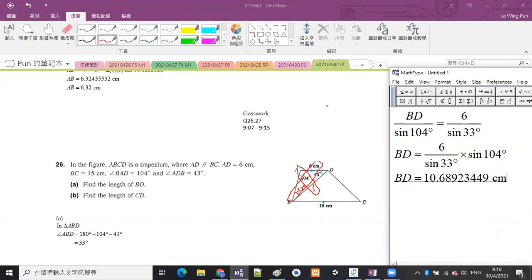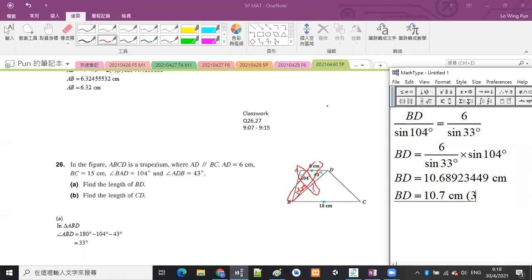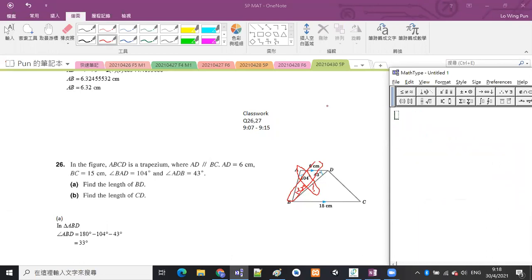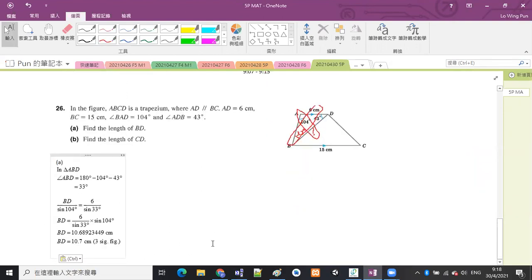Okay, as this will be the answer of part A, so we need to correct this to 3SF. It should be 10.7 cm. This is 3 significant figures. Okay, but I will save this long decimal number to memory A. Okay, answer stored to memory A.